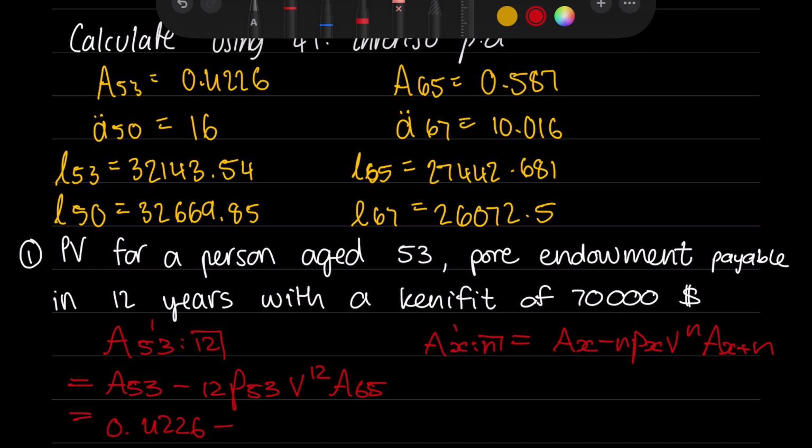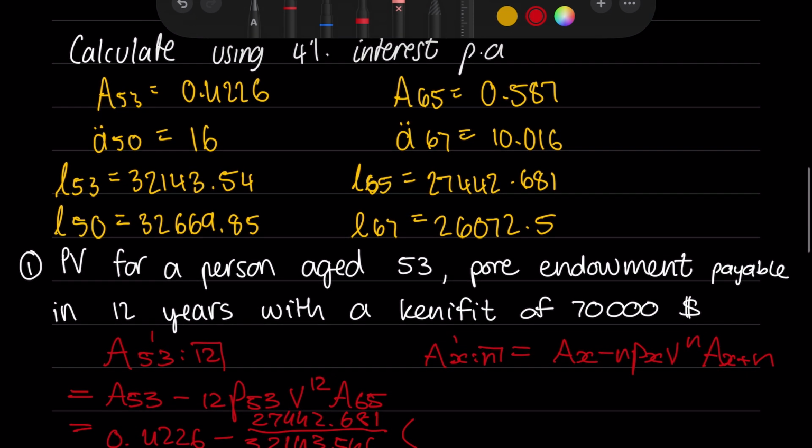So that's just going to be 27442.681 over 3.546. I discussed all these formulas in the previous video. And then we're discounting it 12 times. The interest rate is 4%, negative 12. And then A65 is also given.